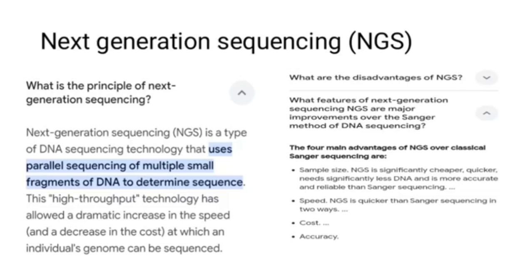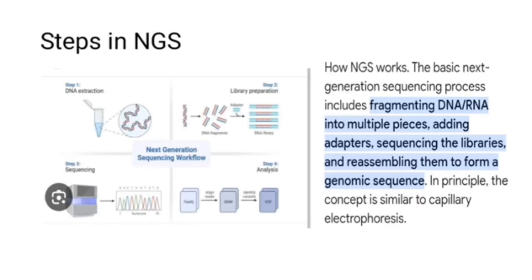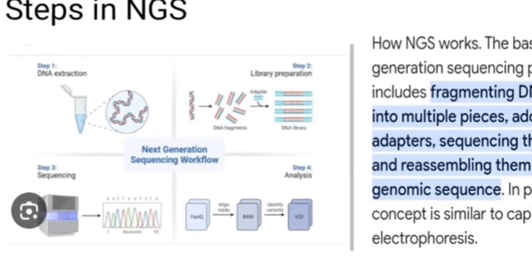Like I said, the principle is a type of DNA sequence that uses parallel sequencing of multiple small fragments of DNA to determine sequence. Now, what are the steps? If I just ask you the steps in NGS, very, very important. Please, if you are preparing for, say, 418 exam, you need to know these steps. As I've explained it here, look at them.